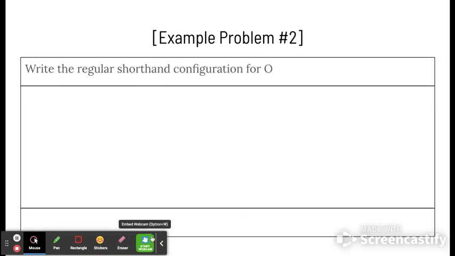So now I'm not going to cut my video on, so we'll see this box at the bottom. We're going to write the regular shorthand for oxygen. So again, you start by counting up your electrons. Oxygen has 8.